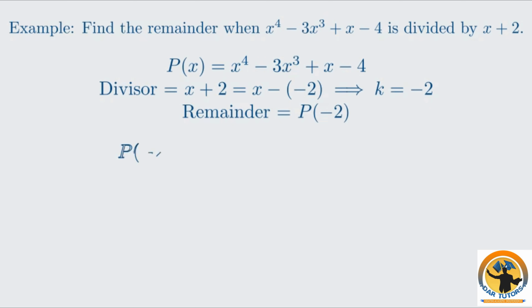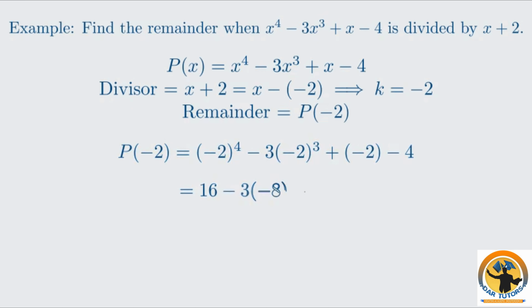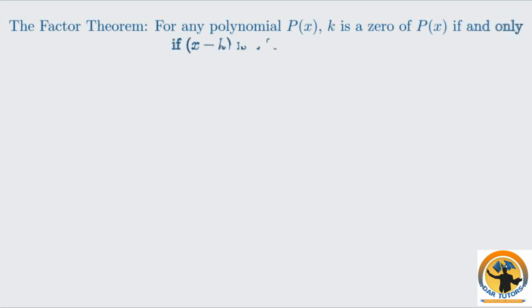We substitute minus 2 into the polynomial. Negative 2 to the power of 4 minus 3 times negative 2 cubed plus negative 2 minus 4. This calculates to 16 plus 24 minus 2 minus 4, which equals 34. So the remainder is 34. The factor theorem is a direct consequence of the remainder theorem.